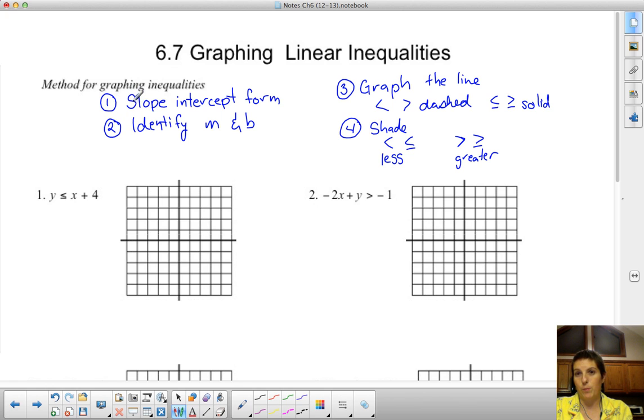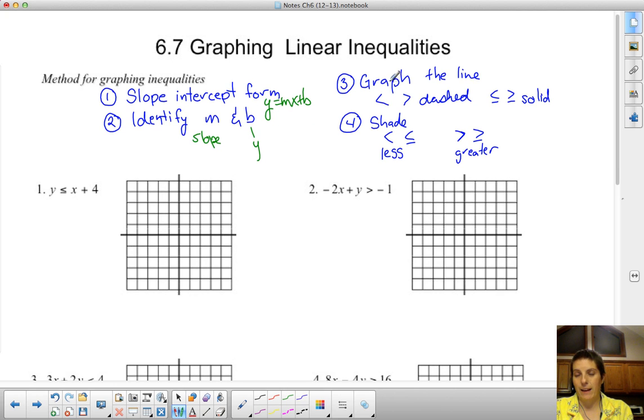The first two, well, maybe even the first three, are pretty easy. Slope-intercept form, so y equals mx plus b. Identify the slope and the y-intercept. Remember, that's what m and b stand for, slope and your y-intercept. We're going to use those values to graph the line.